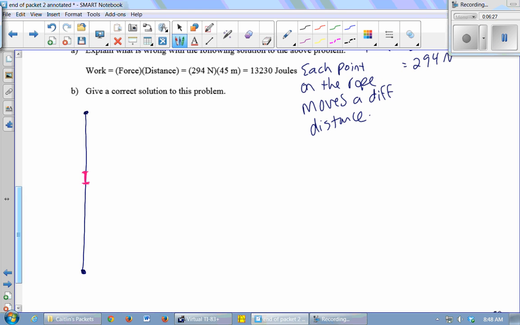All right, so I have to know how much force. I need to know the weight of this thing, which is its mass times 9.8. So what is the mass of that chunk of rope? Depends on how much rope we have. Okay, let's call this amount of rope delta x. That's the length of the rope, not the mass of that little piece of rope.